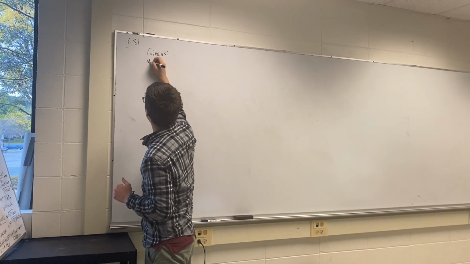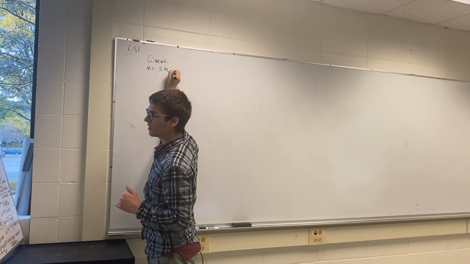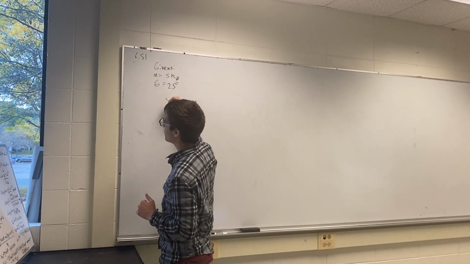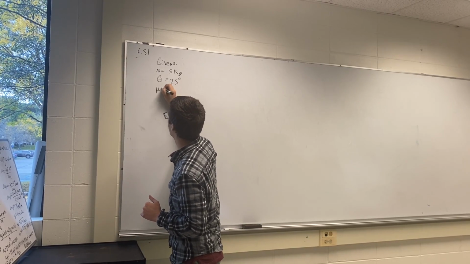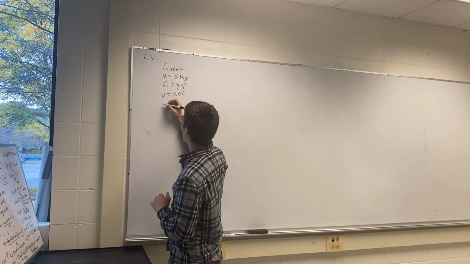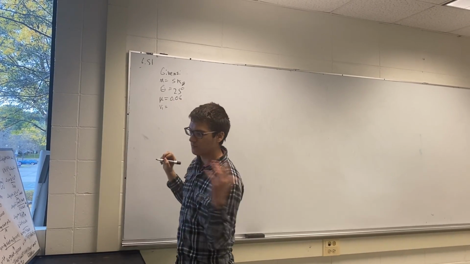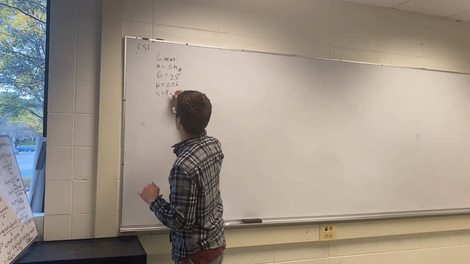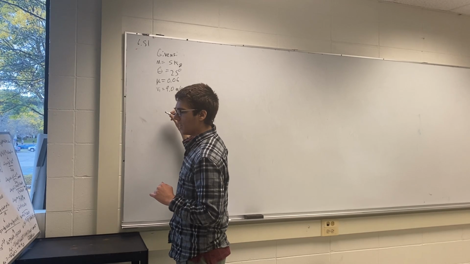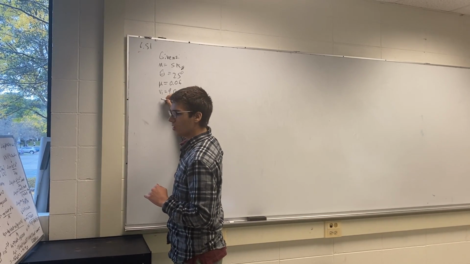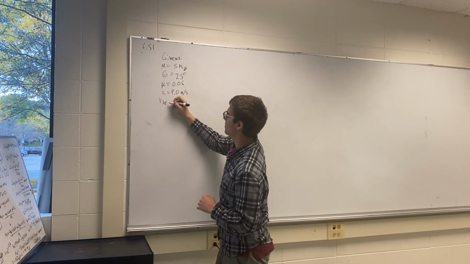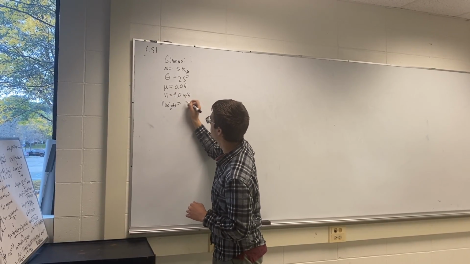We have the mass of the sled being 5 kilograms. We have the angle of the hill that the sled is on as being 25 degrees. We have the coefficient of friction for snow being 0.06. We have velocity initial, so the speed going up the hill initially being 9 meters per second. And we also know that our velocity when we reach the peak of the hill is going to be 0 meters per second.